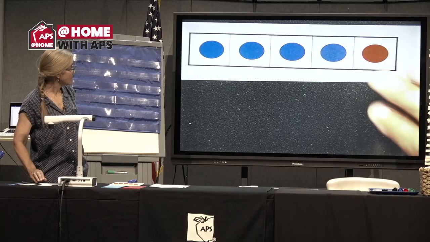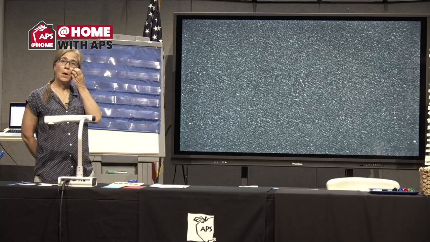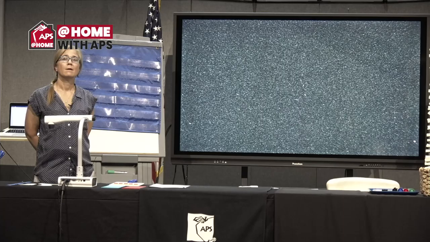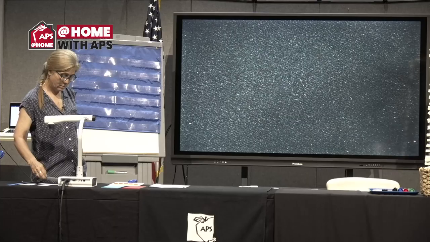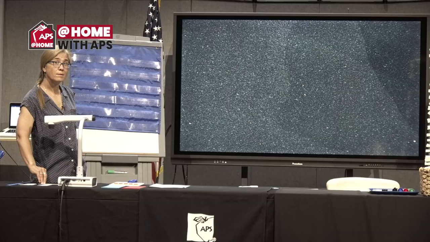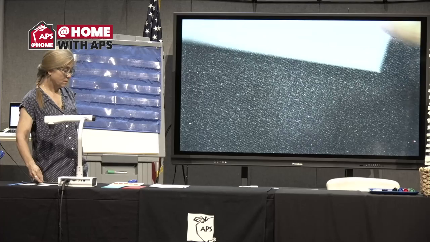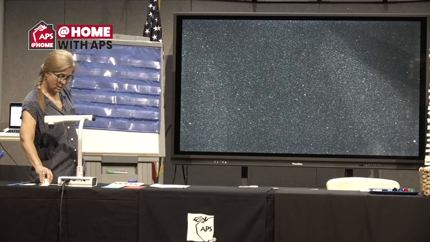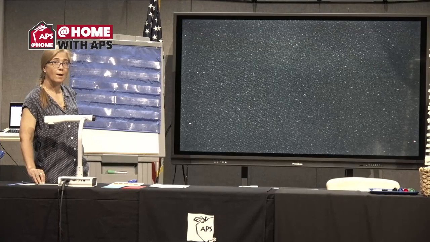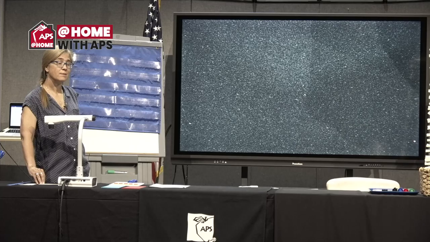How many blue dots and how many red dots this time? How many red did you see? Only one. So then how many blue dots were there? Four, because that's what goes with one to make five. What did you see there? Three red dots, and how many blue dots? Two, that's right. And here's our last one. How many red dots that time? Two, and how many blue dots? Three. So let's write down our combinations to make five.